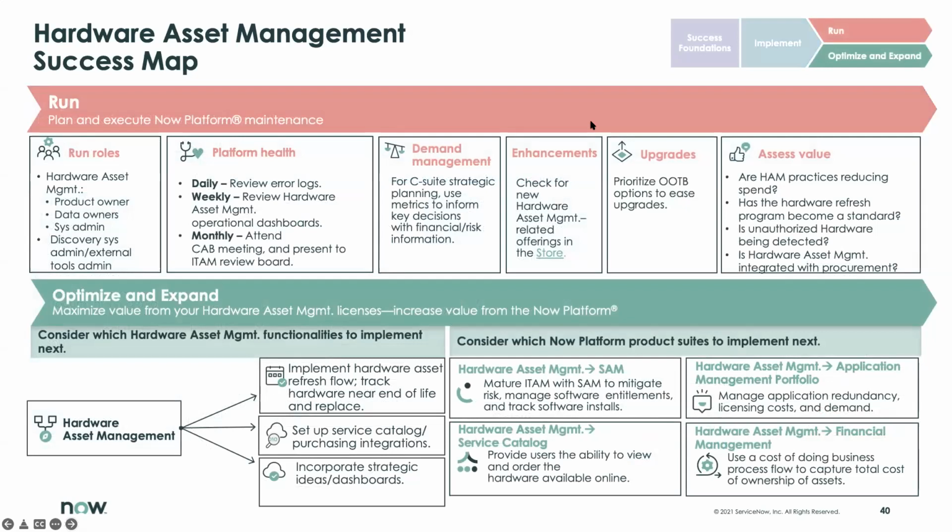And then the next, after implementation, is running, optimizing, and expanding. Right. And here, we have some roles: demand management, upgrades, assessing value. It's always important to review what we've done and then realize the value and maybe also see anything that can be improved upon. And then optimize and expand.